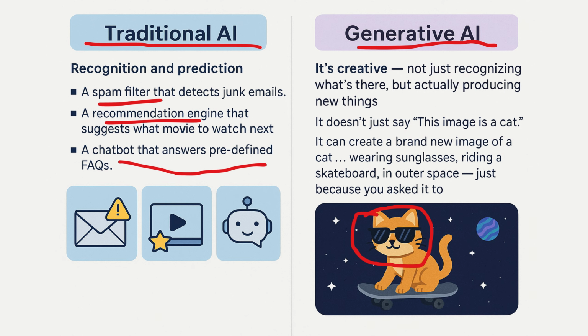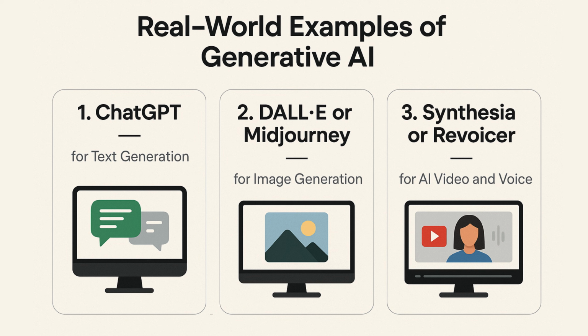Let's talk about a few amazing tools that are making this tech super accessible. One, ChatGPT can generate text. ChatGPT can write essays, blogs, jokes, emails, poems, and even code. You give it a prompt, and it generates human-like text. Two, DALL-E or Midjourney. These tools can turn words into images. You type something like, "a futuristic city floating in the clouds," and the AI draws that for you. No artist needed. The AI becomes the artist.